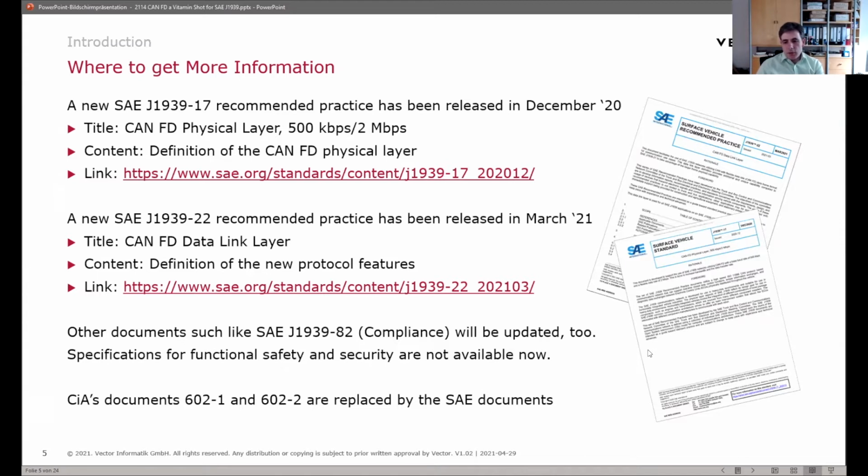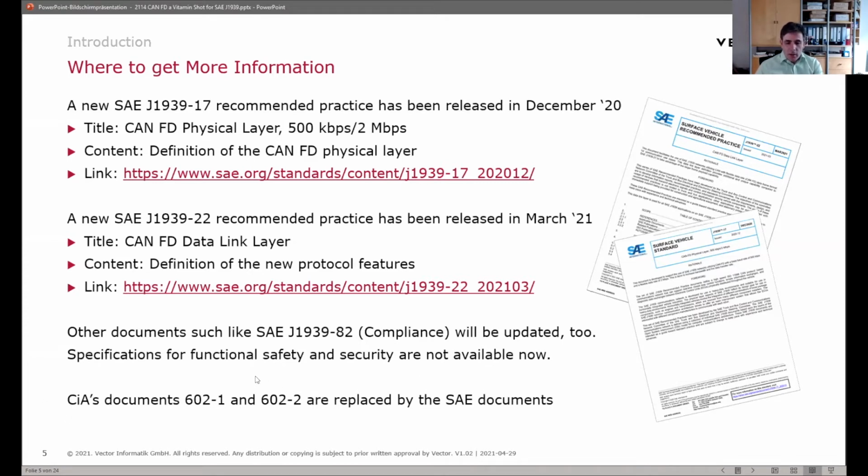And of course, if you look at all those SAE documents, you can see we have released the -22 document in March this year, everything is really fresh. And of course, other documents in the J1939 document series need to be updated. So there will certainly be, once in a while, a new compliance test document, which takes all those changes coming with the CAN FD based protocol, reflected in new compliance test documents, etc. Yeah, so the good news is you can start right now today and have a look at it.